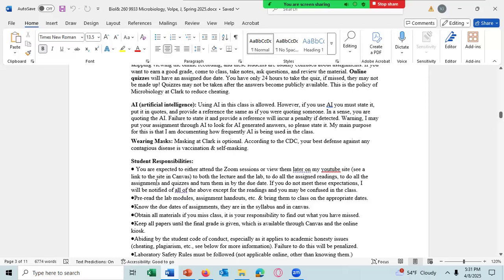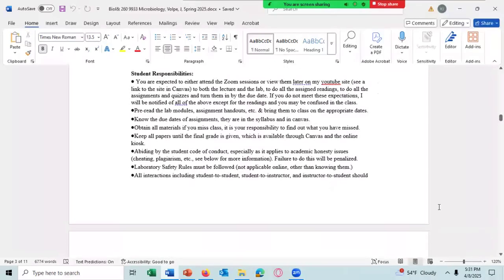You can read about wearing masks, student responsibilities. You are expected to either attend the Zoom sessions or view them later on YouTube. You are expected to do all the assigned readings, to do the assignments and the quizzes, and turn them in by the due date. If you do not meet these expectations, I will be notified of all the above, except for the readings you're doing. And then you may get confused in the class if you do not follow these expectations.